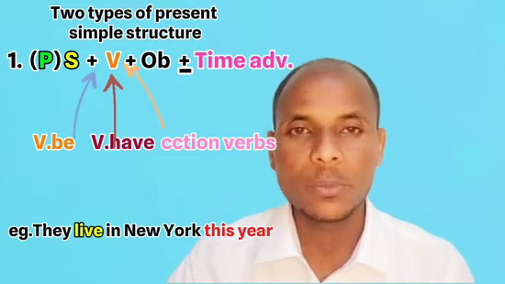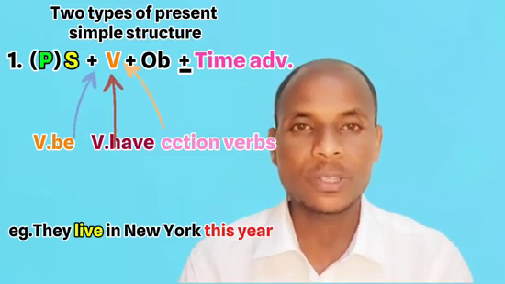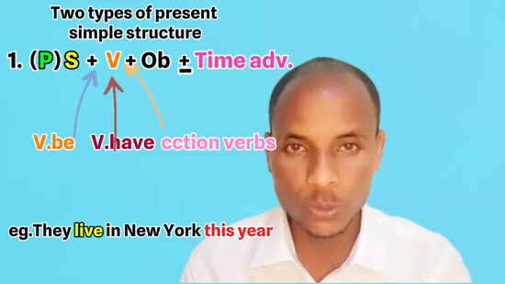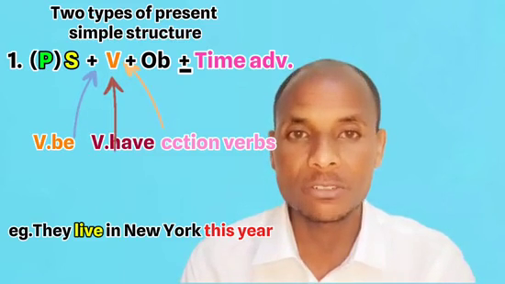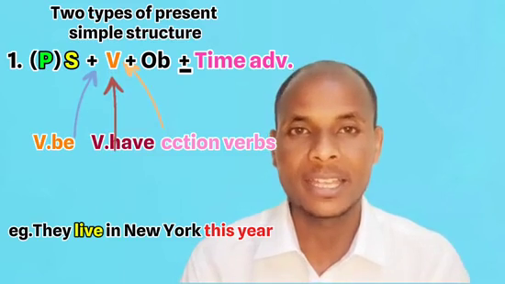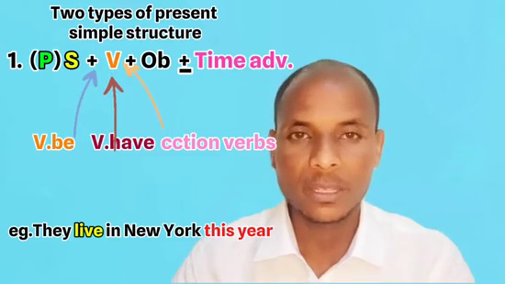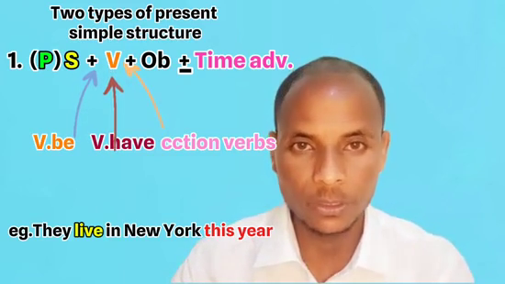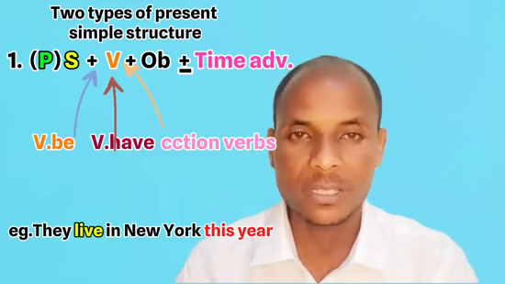If the subject of the sentence is plural, we use the auxiliary verb are and have. For example, they are from New York. They have New York citizenship.